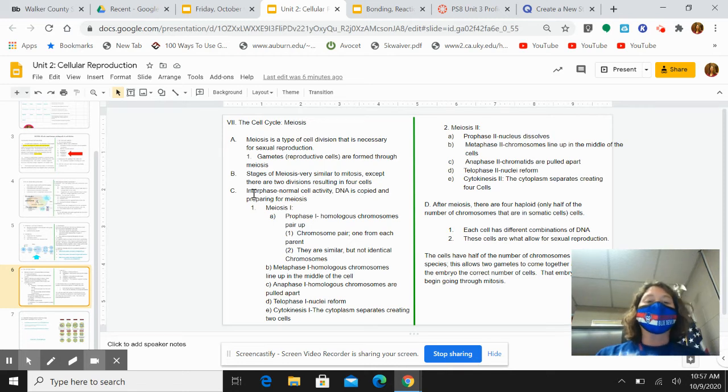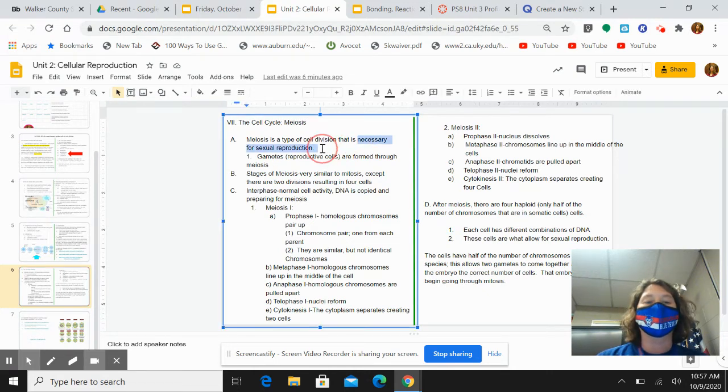So meiosis is a type of cellular division that is necessary for sexual reproduction. Highlight, necessary for sexual reproduction. Remember, that does not mean these cells are flirting with each other and buying each other flowers and going out on hot dates and all that stuff.